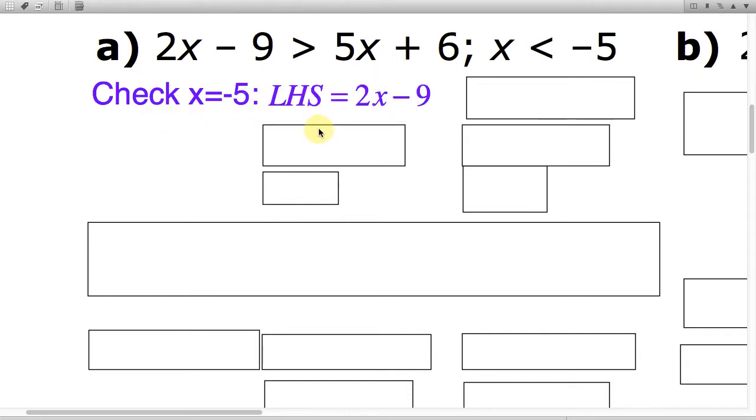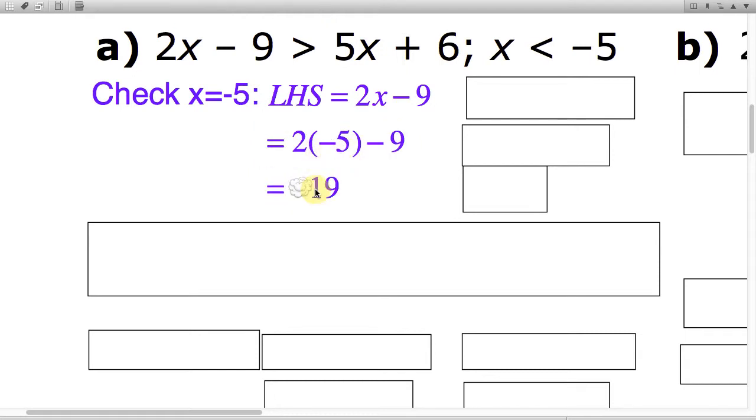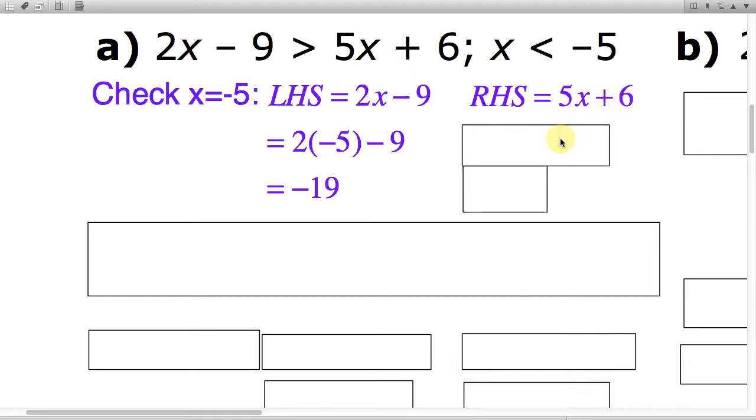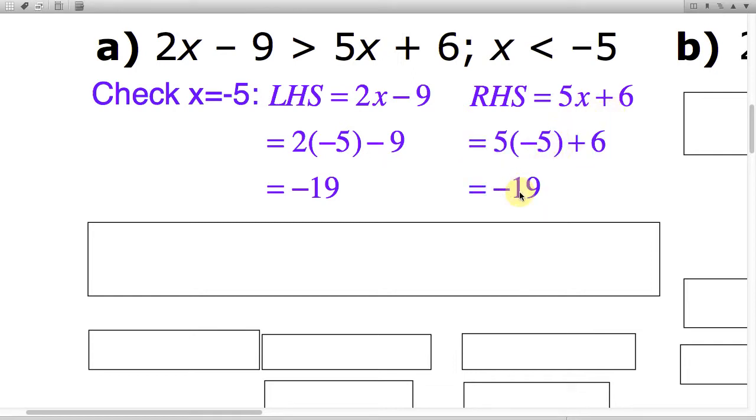We start with the original left-hand side of the inequality, substitute x equals negative 5, and calculate. Do the same thing on the right-hand side. Start with the original right-hand side, substitute x equals negative 5, and calculate. Now, the border point should make the left-hand side and right-hand side equal.